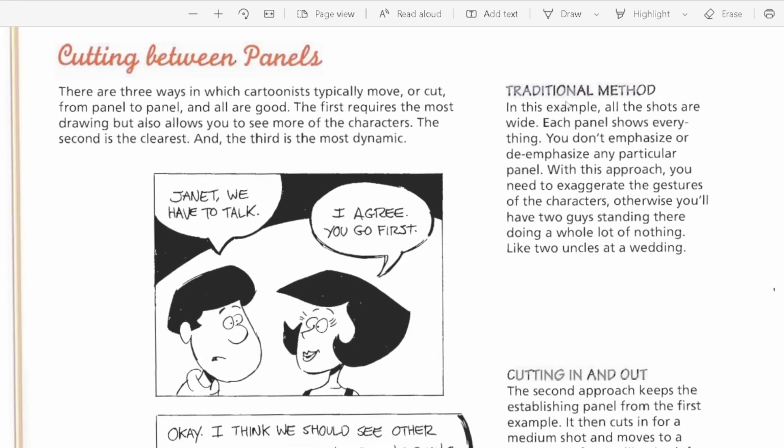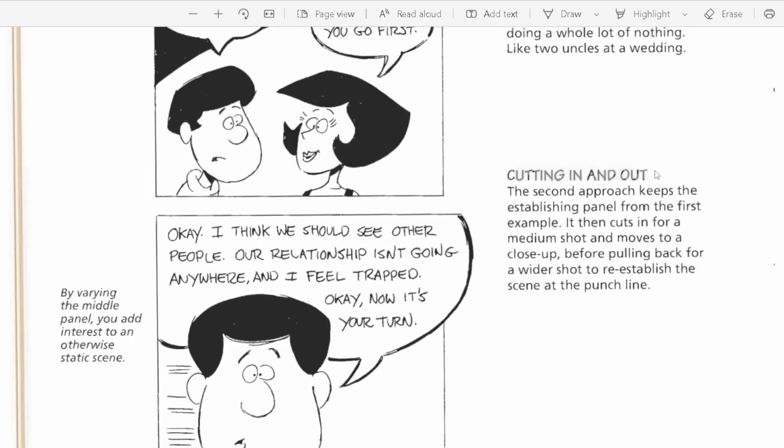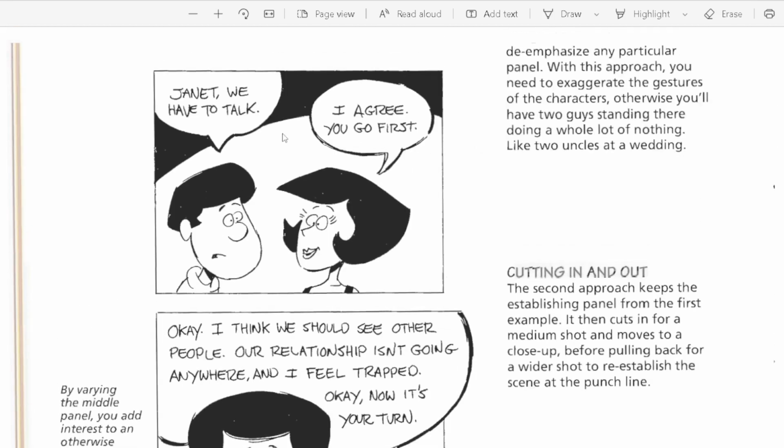Traditional method. In this example, all the shots are wide. Each panel shows everything. You don't emphasize or de-emphasize any particular panel. With this approach, you need to exaggerate the gesture of the character, otherwise you will have the guys standing there doing a whole lot of nothing, like two uncles at a wedding.